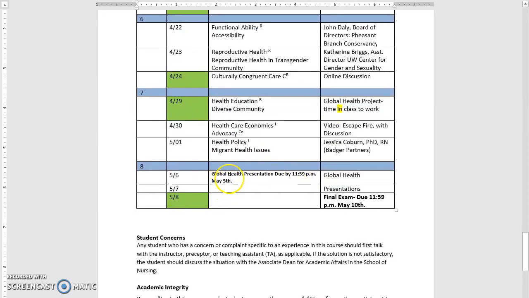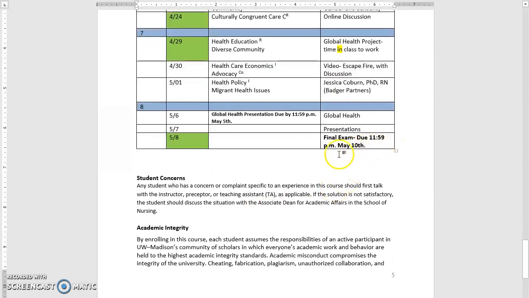Okay, so on the last 2 formal days of class, the groups of 4 are going to be doing their presentations on the Global Health Project. And then on, again, here we have a green shaded. That is time I'm giving you to complete your final exam. And again, that's a paper. And it's due by Friday before graduation day. So, okay, but you have all week to work. I just need you to turn it in by then.